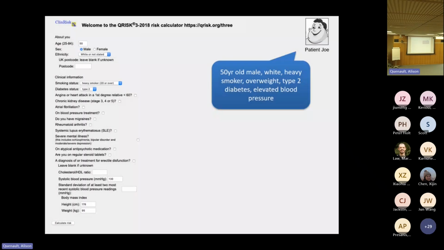And this is how Q-risk works. So this is from the web interface. You can try that at home if you like, or even during the talk if you like. Q-risk is also embedded in the systems that GPs use, so they don't have to go to the website. They can just use it via their electronic health record system. But this is the one that I used. And I've entered here the information for Joe. Joe's a 50-year-old male. He's white. He's a heavy smoker. He's overweight. He's got type 2 diabetes. And he's got hypertension, elevated blood pressure. So it's probably a little bit small for you to read. But basically, that's the information that I entered here on the left-hand side.